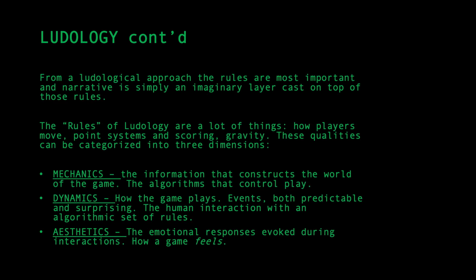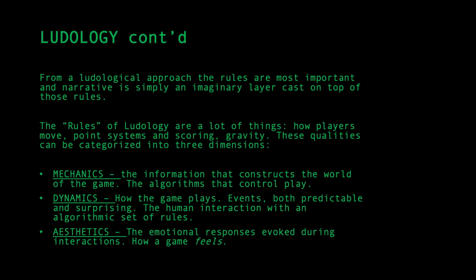From a ludological approach, when you're studying video games, that's where the rules are the thing you're studying the most. The narrative is simply like an imaginary layer cast on top of those rules. So ludology is really interested in the rules, and those rules are a lot of things, whether it's how players move in the simulated world, the point systems and the scoring, even things as complex as like gravity or physics. These qualities can be categorized into three broad dimensions. The first is mechanics, and that's the information that constructs the world of the game. Those algorithms that control play. So in a board game, it might be dice or drawing cards that let you move.